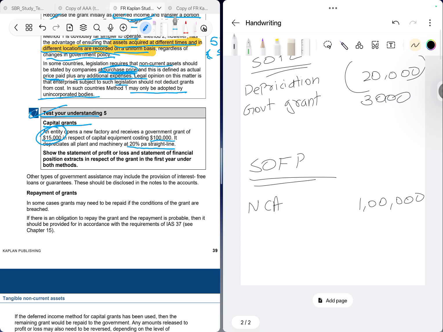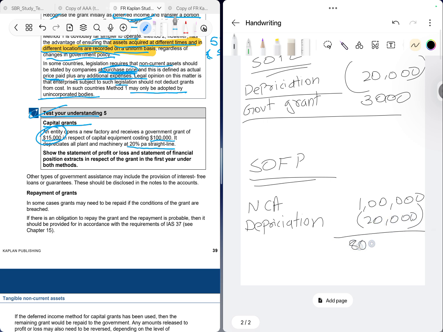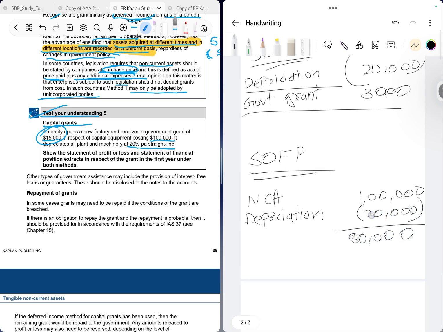So indirectly we are not going to offset it directly. I'm not just going to write 17,000 as my depreciation. I'm going to mention these two things, but indirectly I'm offsetting this government grant against this depreciation. And in my statement of financial position also I'll have to recognize my depreciation, which is 20,000, and we have 80,000 in non-current asset.